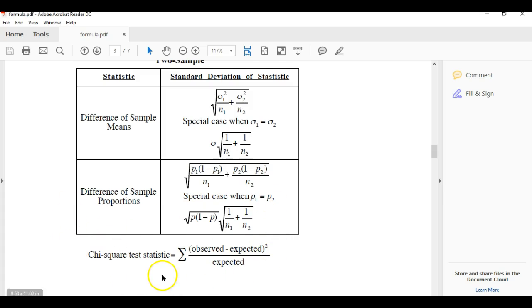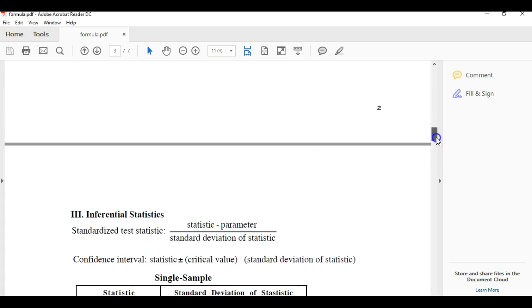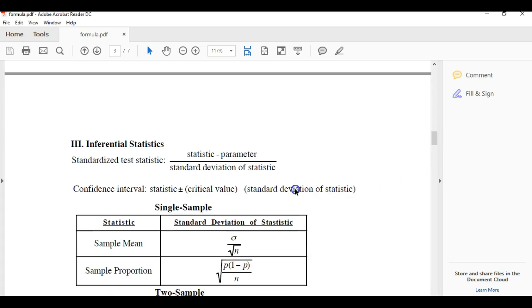Below I have my chi-square statistic. I take my observed value minus my expected. What should have happened? Square it, divided by my expected. Plus... continue the pattern. And then finally up here, my confidence interval.